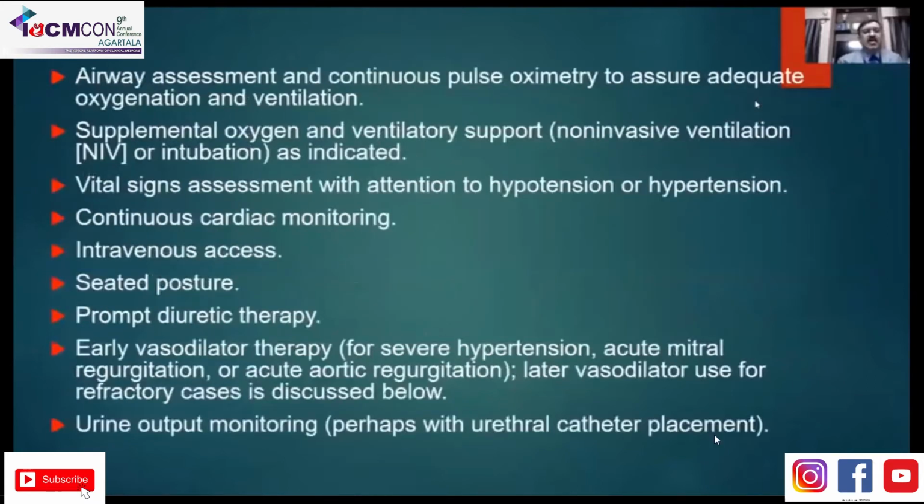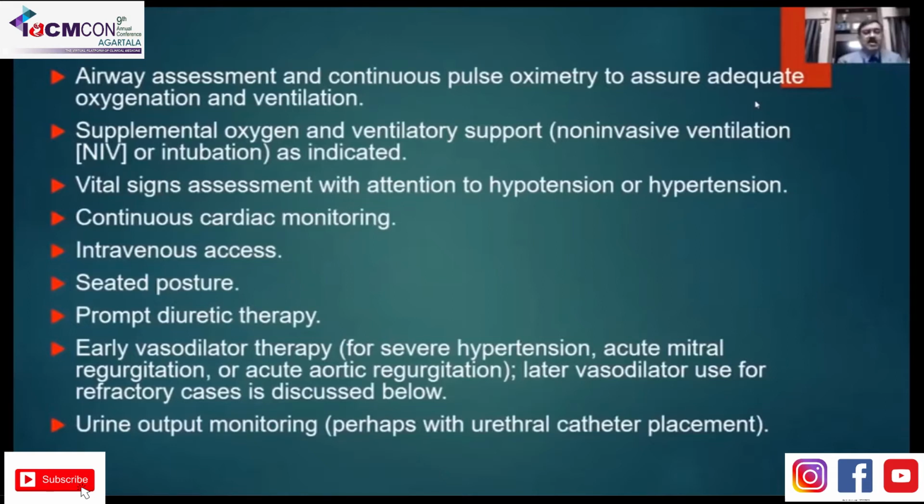So our first approach to a patient of acute decompensated heart failure would be airway assessment and continuous pulse oximetry to assess adequate oxygenation and ventilation. And we should institute supplemental oxygen and whenever needed, ventilator support, either non-invasive or invasive as indicated. I'm going to come to this in the next couple of slides. Vital signs should be closely monitored, especially with regard to hypotension or hypertension. Continuous cardiac monitoring for any arrhythmias. Intravenous access should be instituted as quickly as possible. Patient should be propped up.